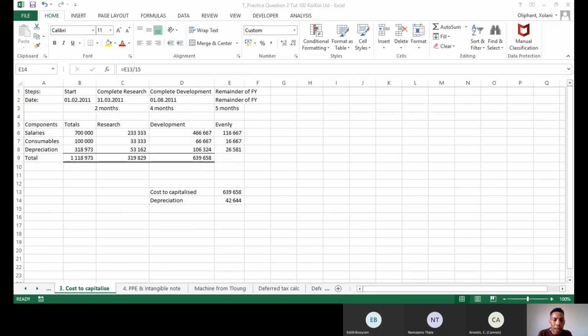How much did you capitalize this with? 639. What am I doing wrong? I'm just going to the scenario quickly. Okay, so the depreciation per annum is going to be 42.